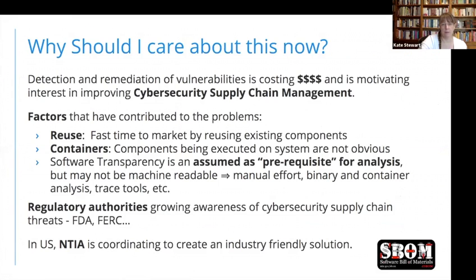So why should you start caring about this now? We've been going along just fine for 20 years with the internet. Well, actually, the cost right now of remediating these vulnerabilities is getting pretty staggering. And we're starting to see a lot of awareness in North America, Europe, and Asia, for that matter, all about cybersecurity supply chain management and how we start getting that going. We're seeing reuse happening more and more. Reusing components is your way to fast time to market. However, what's in those components is sometimes a bit of a black box, and we need to get transparency there. A big example of this is containers.